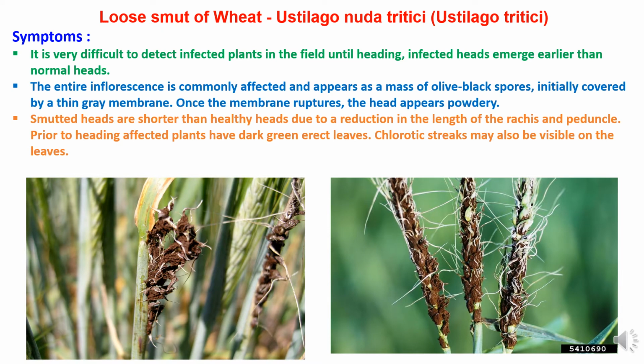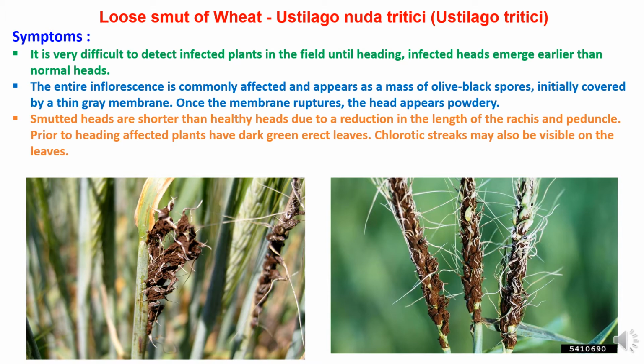Now loose smut of wheat crop, which is caused by the fungus Ustilago segetum tritici. Now the symptoms. It is very difficult to detect infected plants in the field until heading. At this time, infected heads emerge earlier than normal heads. The entire inflorescence is commonly affected and appears as a mass of olive black spores initially covered by a thin grey membrane. Once the membrane ruptures, the head appears powdery.